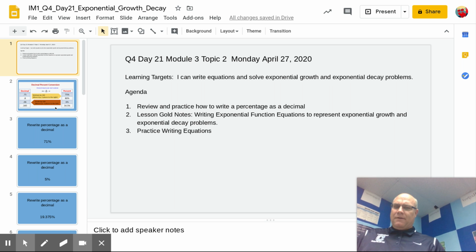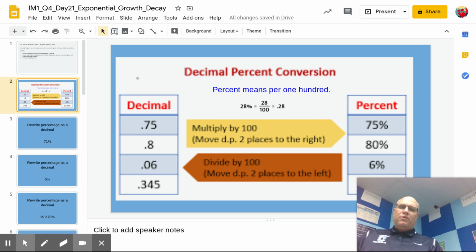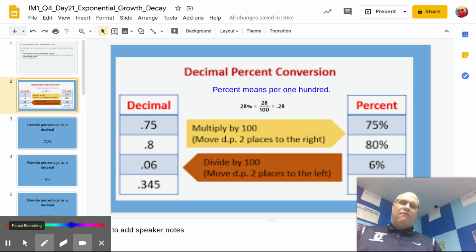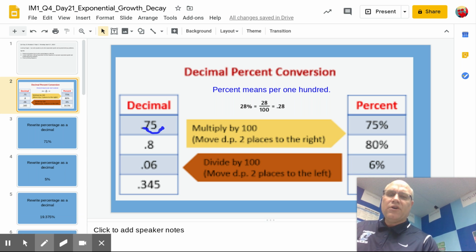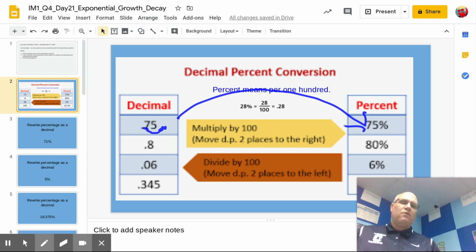So let's begin here. So decimal percent conversion chart. If we have the decimal to go to the percent, we go from left to right, we multiply by 100. In order to go from a percent back to a decimal, we do the inverse process of that. We divide by 100. So let's start with the decimal, 0.75. If you multiply by 100, we know that the decimal moves 2 to the right. So we just go 1, 2. There's my new decimal place. That's how we got the 75%.